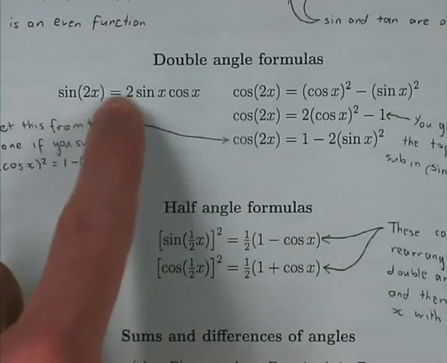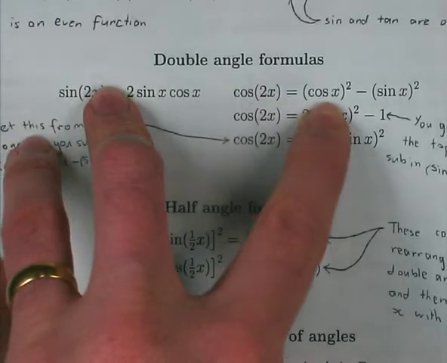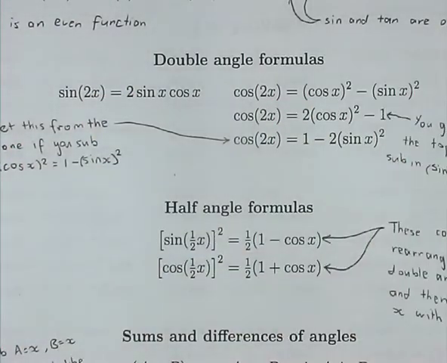And sine 2x is 2 sine x cos x. Cos 2x is cos squared minus sine squared. So you know how cos squared plus sine squared is 1? Well, cos squared minus sine squared is cos 2x.